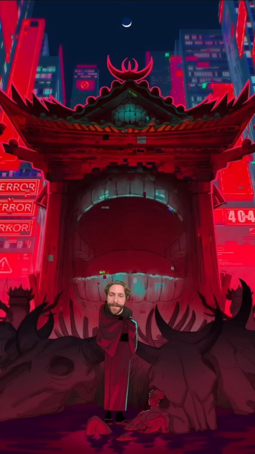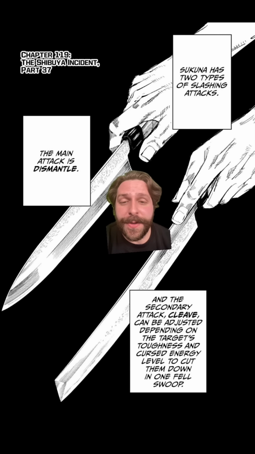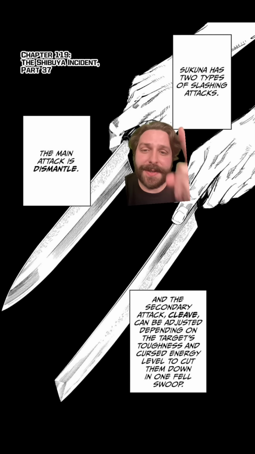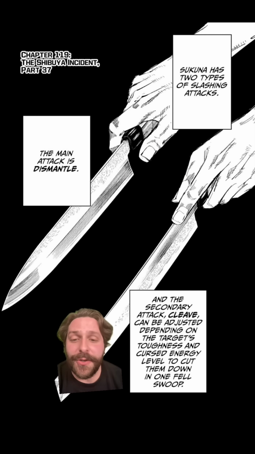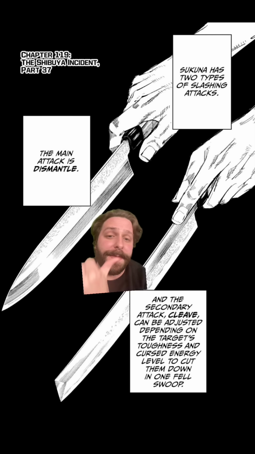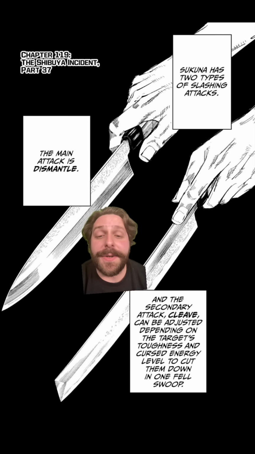People think dismantle is only for inanimate objects because of the way it's used in the domain. However, that's incorrect. And we know this for a couple of reasons. The first of which is this panel. And this panel comes in literally the same chapter as the inanimate objects panel, except this one comes first. And it describes Sukuna as having two types of slashing attacks. The main one is dismantle. The other one, cleave, can be adjusted depending on the target's toughness and cursed energy level. So all this is saying is these are both slashing attacks, except this one down here can be amped to be stronger. So basically use this one against tougher opponents.